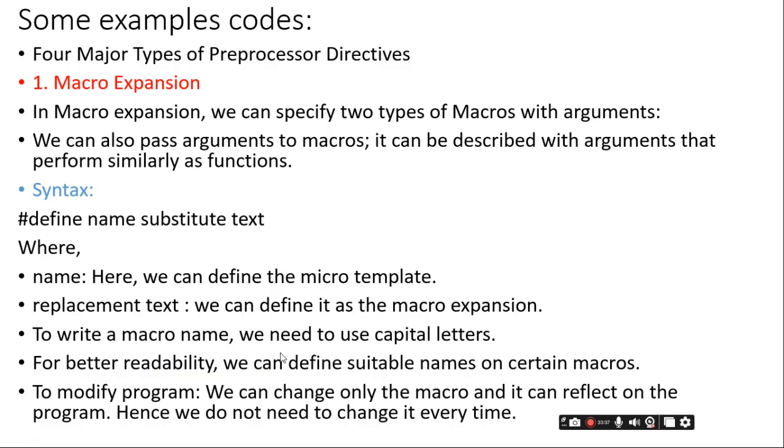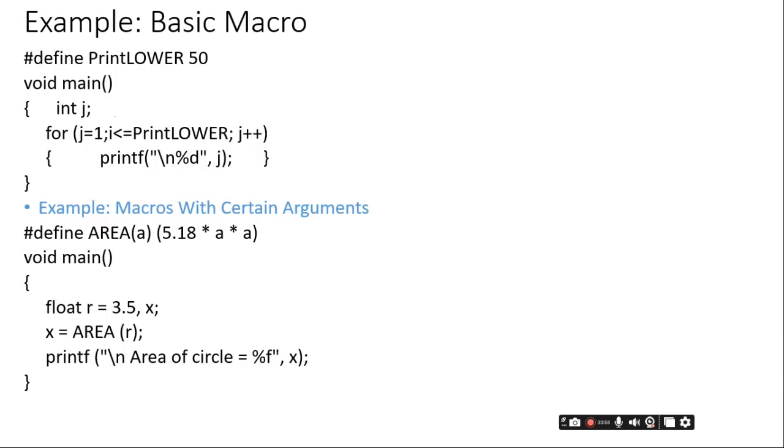To write a macro name, we need to use capital letters. For better readability, we can define suitable names on criteria for certain macros. To modify the program, we can change only the macro and it is reflected in the program. Hence, we do not need to change it every time. Now, I already told you that macros are similar to functions. So why use macros?